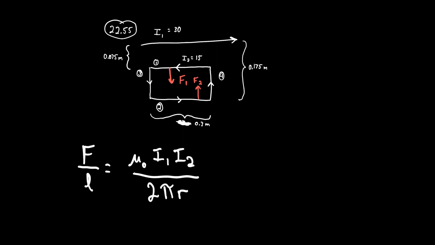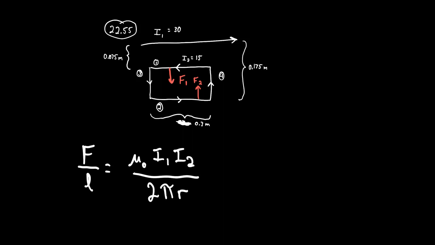So mu naught, what's mu naught? The permeability of free space, 4 pi times 10 to the negative 7. It's a constant. I1, what is that? Current 1. I2, current 2, divided by 2 pi. R, what is R? Radius. What does that mean? I don't see any circles up there. The radius here is the distance between the wires.